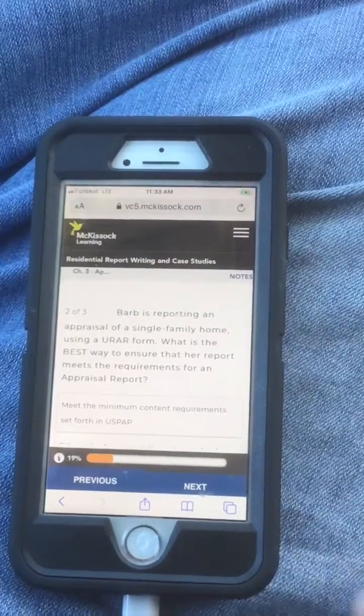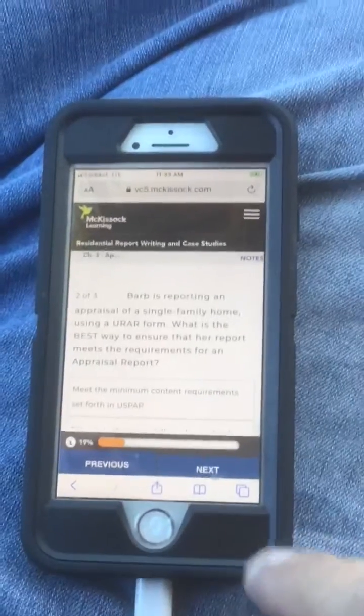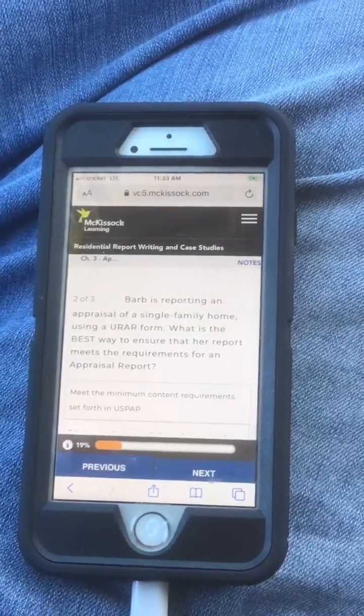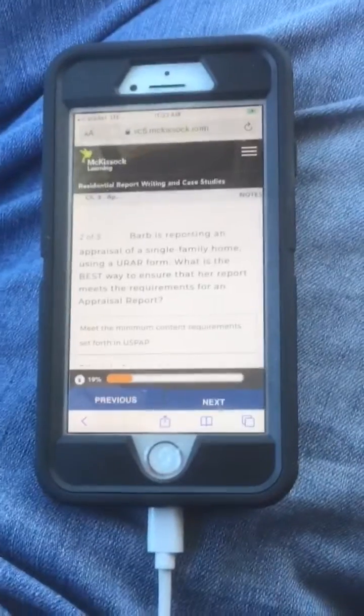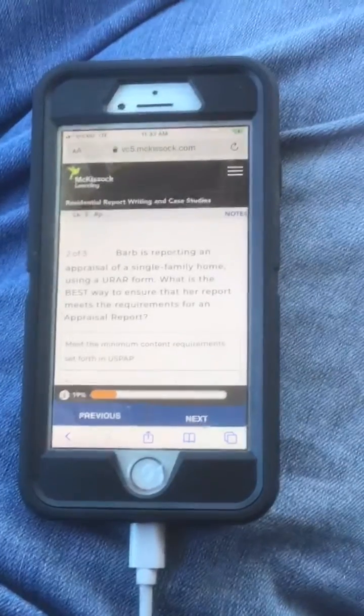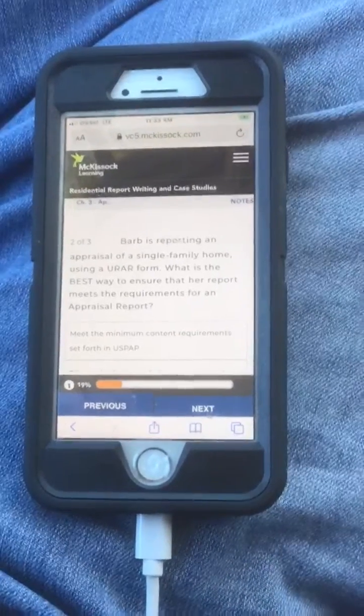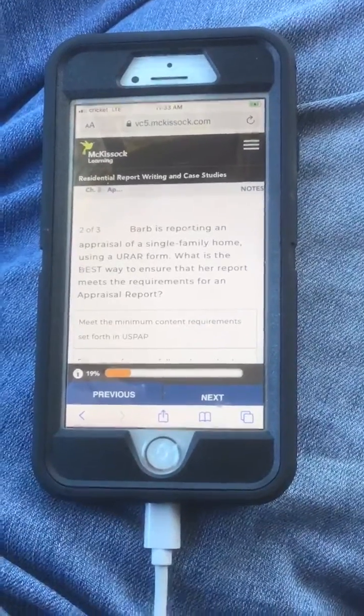Residential report writing and case studies, Chapter 3 quiz, number 2 continued. Barb is reporting an appraisal of a single family home using a URAR form. What is the best way to ensure that her report meets the requirements for an appraisal report?